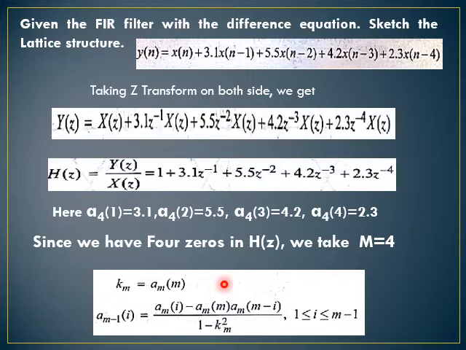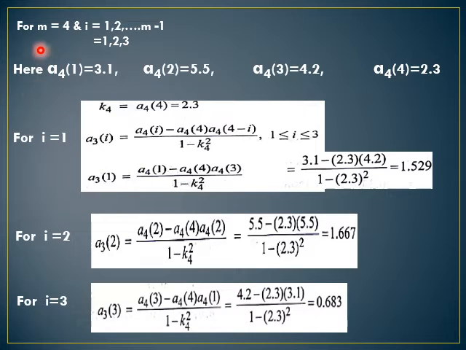Again we have to use the same formula. Let's do it for M is equal to 4, right? So we'll be calculating M is equal to 4, 3, 2, 1. So initially for M is equal to 4. Now what will be the value of I? Substitute the value of 4, we'll get I as 1, 2, 3. So we'll get I equal to 1, I equal to 2, I equal to 3.